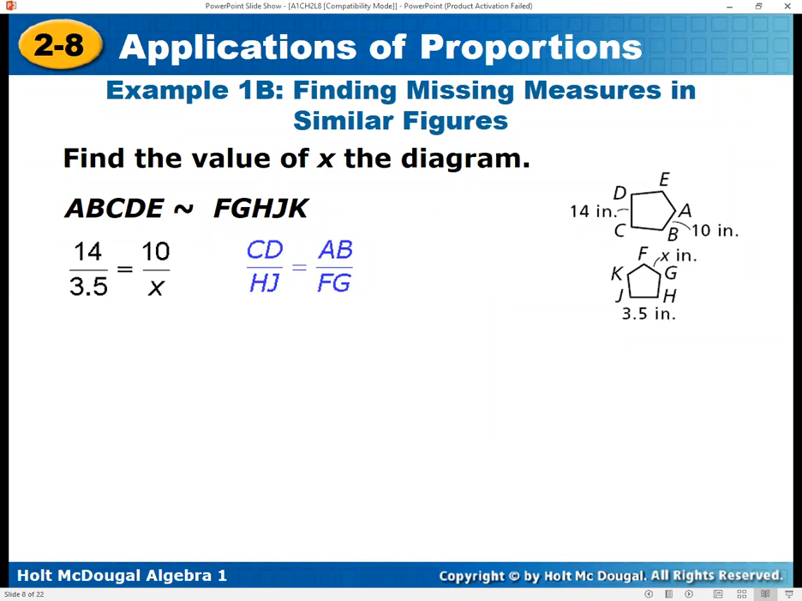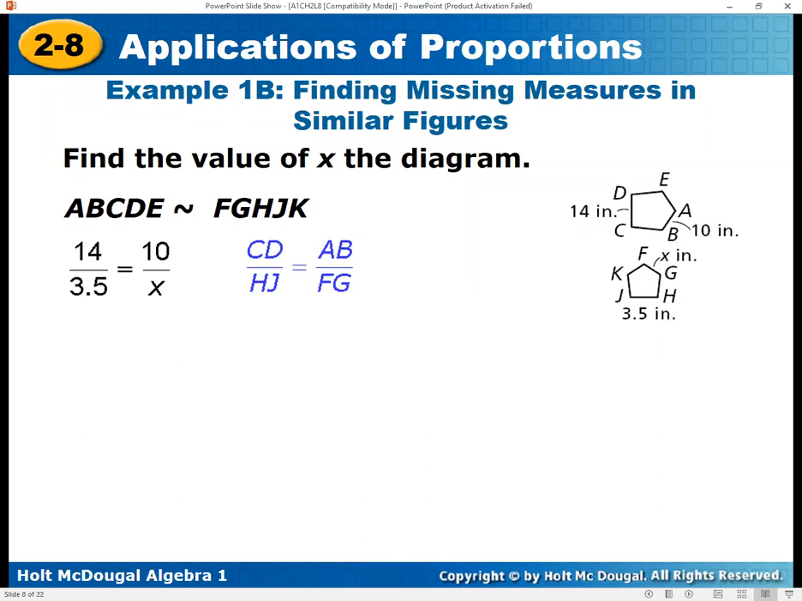Someone can say, Miss Taha, what about if I express all and then take only the part for the answer, which is CD over HJ equal AB over FG? I can't say it's wrong, but you are going to waste your time. Is that clear? You have to go directly to the part I'm looking for, CD over HJ equal AB over FG. Now we will start to replace. It will be 14 over 3.5 equal 10 over x.